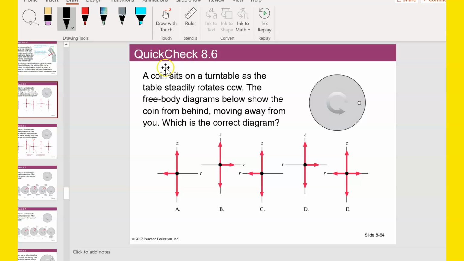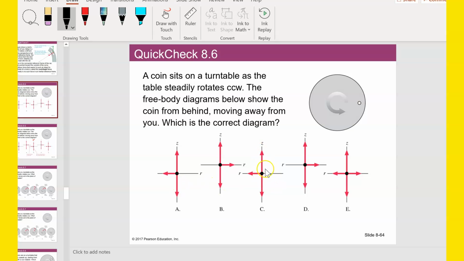Quick check 8.6. A coin sits on a turntable as the table steadily rotates counterclockwise. The free body diagram below shows the coin from behind. So the coin is going this way, but now this dot represents the coin, and you're looking at it from behind the coin. Imagine you're looking at a race car from the rear end of the race car. Which is the correct free body diagram for that coin? Okay, try to take your time and think of it.